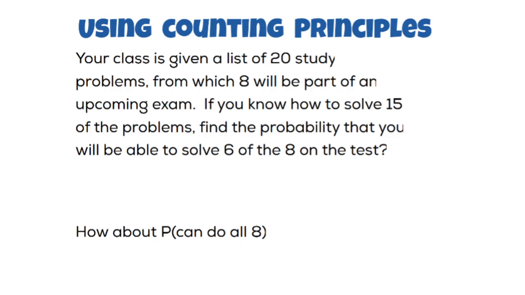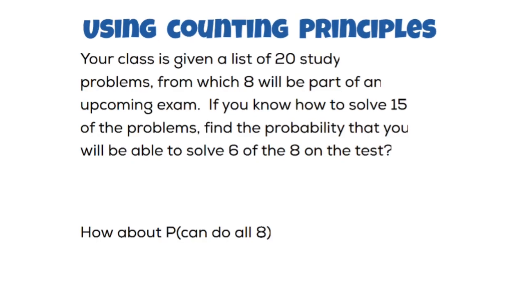If you're setting this up, it's kind of like before. Your total goes on the bottom. And the total is that there are 20 questions, and we're just creating a test. 20 questions, I'm going to create a test. 8 are going to be on that test. All right, so that's the total number of ways I can create it.